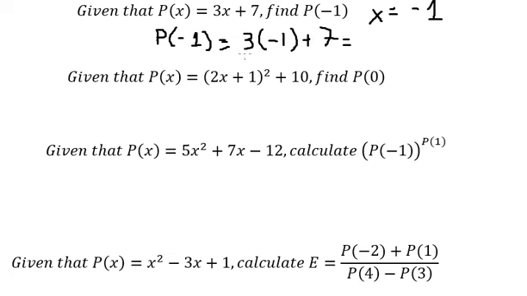So 3 multiplied by negative 1, you got negative 3. Negative 3 plus 7, you got positive 4. And this is the answer for question number 1. Now let's go to number 2. We do the same.